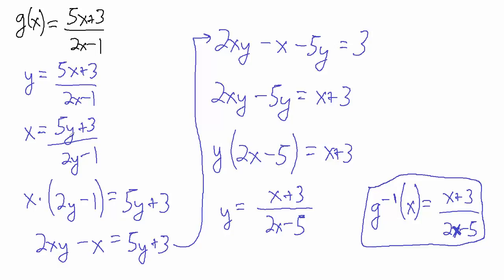So just to recap what we did for this type of function here, you first want to multiply both sides by the denominator, and then distribute your x, and then get everything with a y on one side, everything without a y on the other side. Then on the side that has the y, factor the y out, and then divide by what's left over. And then you end up with y equals some mess here, and this here is your inverse function. So again, g inverse of x equals x plus 3 divided by 2x minus 5. That's the inverse function of this function here.